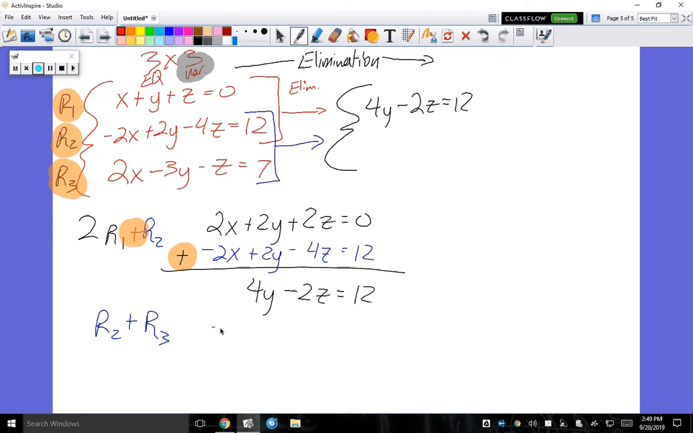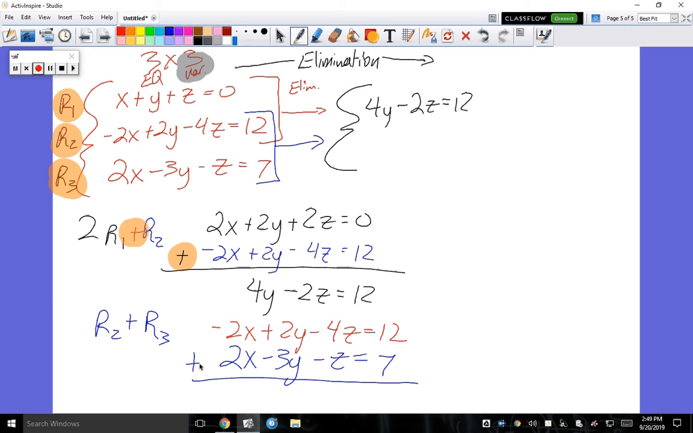So work-wise, I want you to do row sub 2 plus row sub 3 would equal the following. Nothing changed. I have a negative 2x plus 2y minus 4z is equal to 12. Then I'm going to add to a 2x minus 3y minus z is equal to 7. It's very important that we stay consistent. And yes, I'm going to add these together. Okay? Obviously, our x's cancel out.